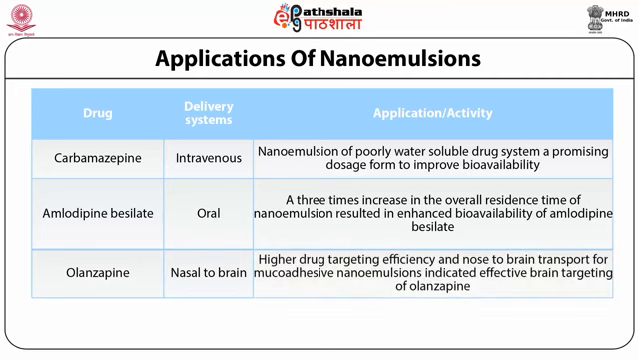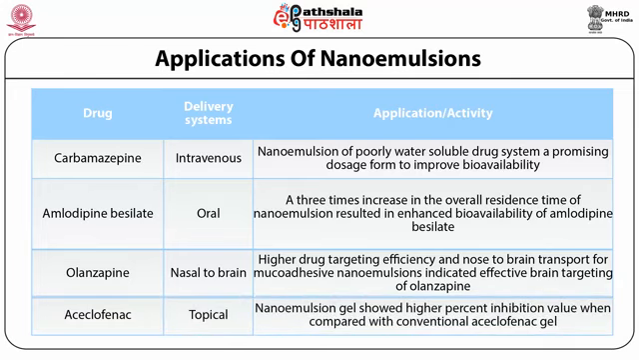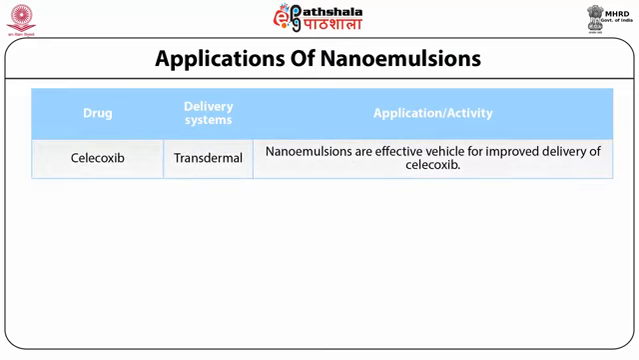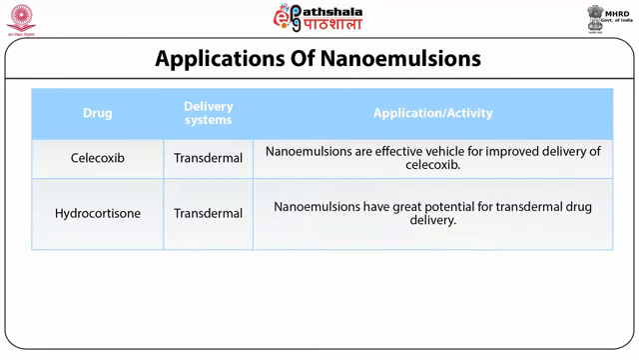Then olanzapine, which is given by nasal route to target the brain. Scientists have found higher drug targeting efficiency and nose to brain transport for mucoadhesive nanoemulsions, indicating effective brain targeting of olanzapine. Then aceclofenac, which is given by topical route. Nanoemulsion gel of aceclofenac showed higher percent inhibition value when compared with conventional aceclofenac gel. Another example is celecoxib, which is reported for transdermal application, and nanoemulsions of celecoxib are effective for improved delivery of this drug. Then hydrocortisone, which is also given by transdermal route, its nanoemulsions have great potential for transdermal drug delivery.